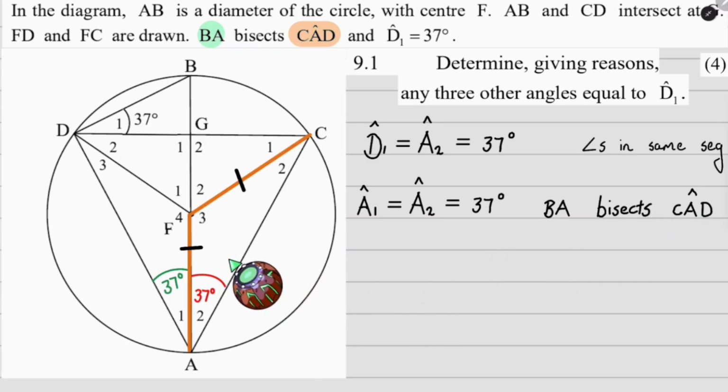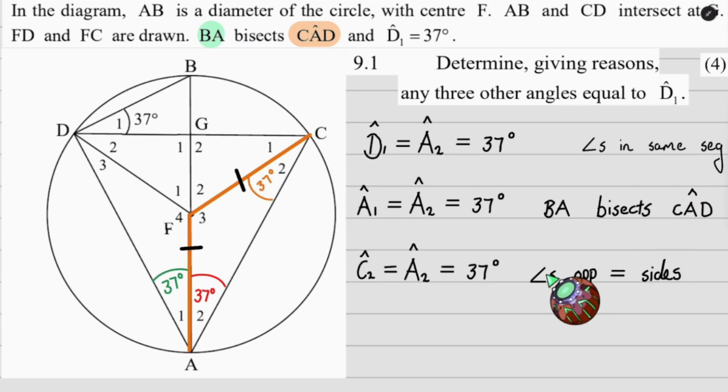So let's start off with these two radii, FA and FC. If they're equal in length, it means that the base angles must be equal. So C2 will also be 37. And we simply just show the relationship between the two. A2 equals C2 equals 37. And our reason is angles opposite equal sides. That's a property of an isosceles triangle.